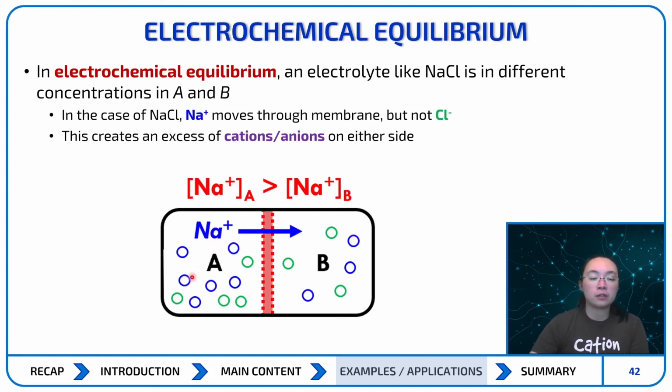However, Cl is not going to move. What happens here is that it's going to create an excess of cations and anions on either side of the membrane, and therefore that causes some sort of effort to equilibrate between the two phases.